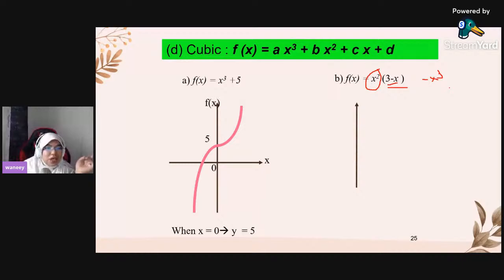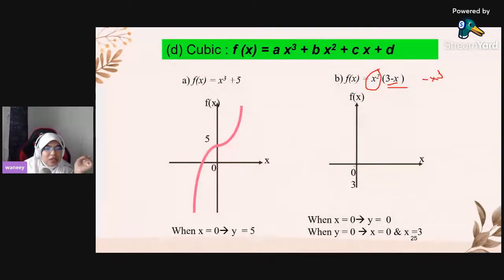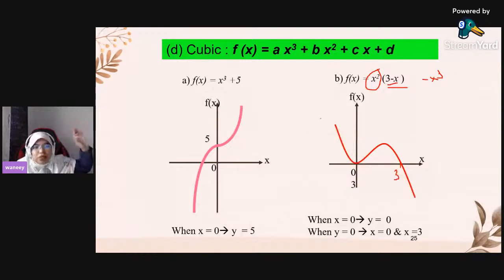Okay, so make sure you are ready with the 0 as well as 3. So 0 here, 3 is over here. This is 3. Okay, so your graph must start from the left hand side because this is negative x cube. However, when you meet the 0, the multiplicity is actually 2. So when you meet the 0, since the multiplicity is 2, you have to flip them back.